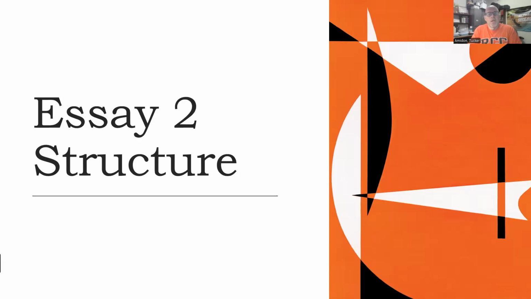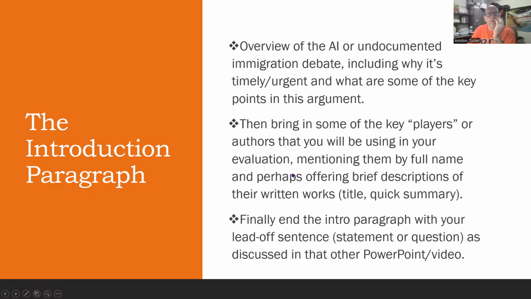All right. Here we go. So first thing we're going to get to is the introduction. You're going to give me an overview of the AI or undocumented immigration debate. This will be multiple sentences, probably 4, maybe even 5, including why it's timely or urgent, like what makes this relevant now, and what are some of the key points in this argument debate.